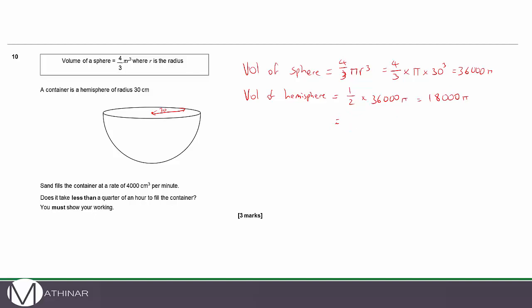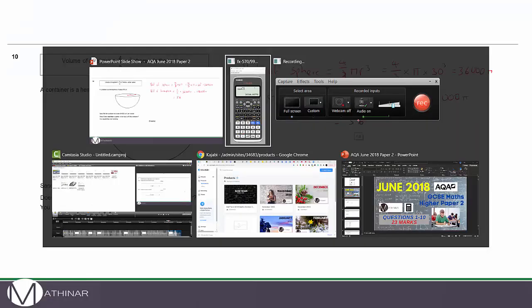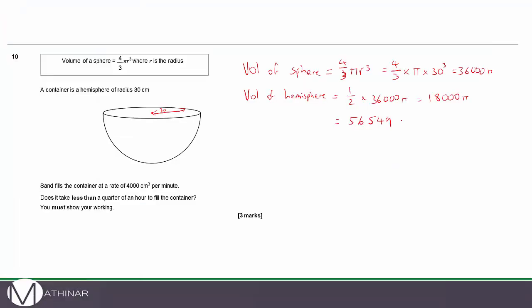What's 18,000 pi as a decimal? So that's 18,000 pi, and as a decimal we have 56549 to the nearest whole number, and that's centimeters cubed. Now, sand fills the container at a rate of 4,000 centimeters cubed per minute. So how long will this take? The time it's going to take will be 56,000, because that's the whole volume, divided by the amount that we fill every minute, so 4,000.